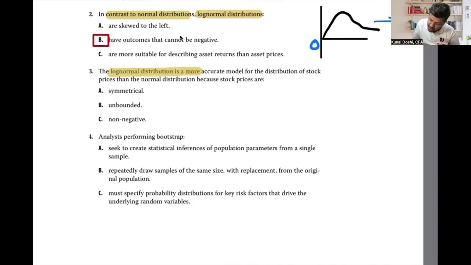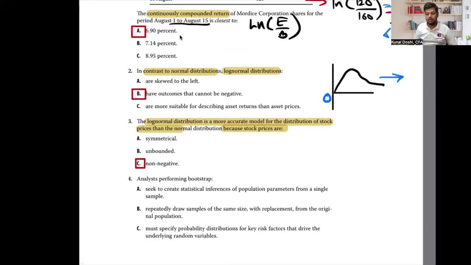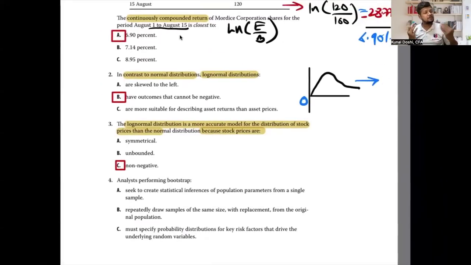The log normal distribution is a more accurate model for distribution of stock prices than the normal distribution, because as I just mentioned, stock prices are symmetrical, no. Unbounded, no, they are bounded. Non-negative, yes, because they cannot go below 0. Understood? So the same explanation for both the questions. Clear? Anyone with any question? How's the quants going on? Good?